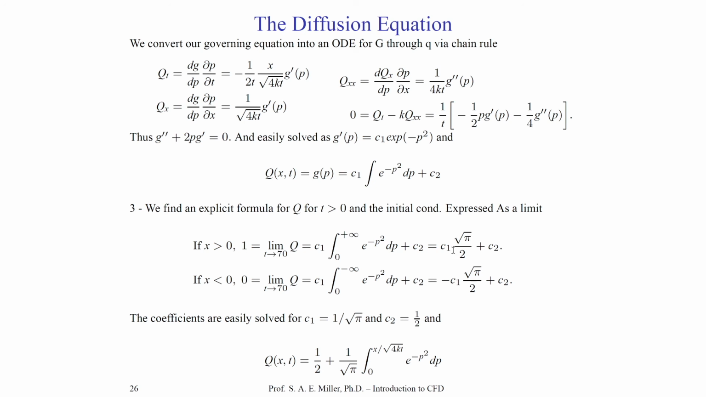What a beautiful equation. Secondly, for the negative part of the x-axis, not 0, mind you, for the limit, we will have c1 integral negative infinity to 0 of e to the negative p squared dp plus c2. This integral is also analytic, and you'll get negative c1 square root of pi over 2 plus c2. These coefficients are easily solved for c1 and c2 to satisfy the equations, and we'll find this equation for q over the whole x-axis for any time t of 1/2 plus 1 over square root of pi integral 0 to x over the square root of 4kt, e to the negative p squared dp.